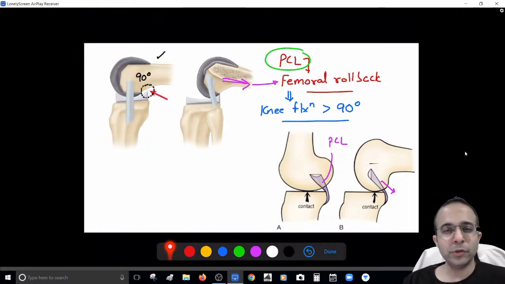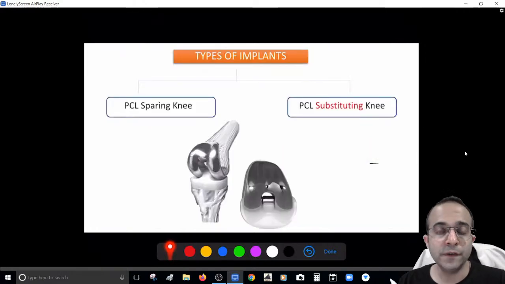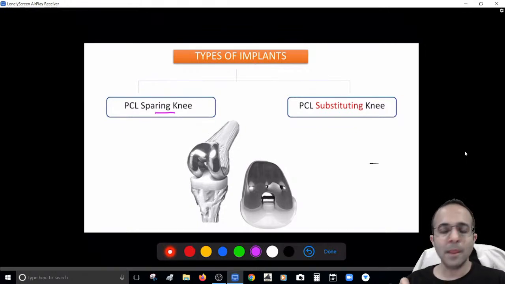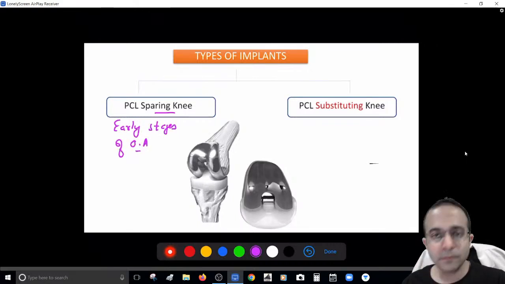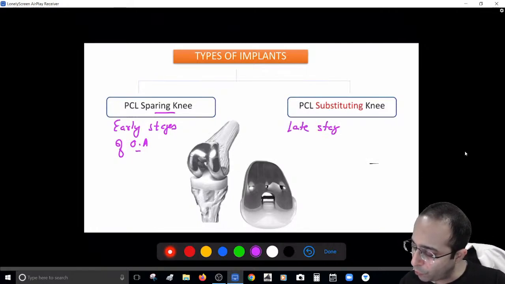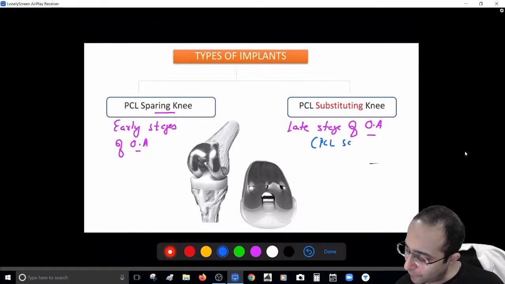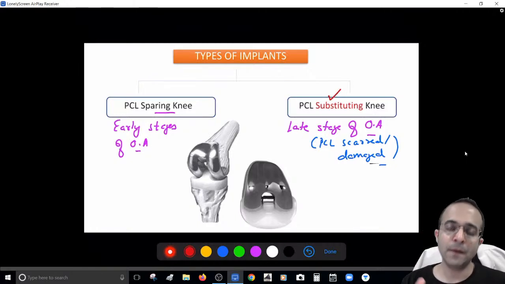Now that is the common constraint, that if you take up a patient for a replacement surgery, his big demand will be that he should be able to flex the knee to a complete extent. So it is essential to give the femoral rollback. Now one easy way is that you leave the PCL intact. But this can be left intact only in early stages of osteoarthritis. Because if it is a late stage of osteoarthritis, the PCL will be scarred, damaged. So when the PCL is scarred, or you can say damaged, even if you leave the PCL, it cannot function. So here you will have to substitute the PCL by some kind of a mechanism so that the rollback continues and flexion can be attained beyond 90 degrees.